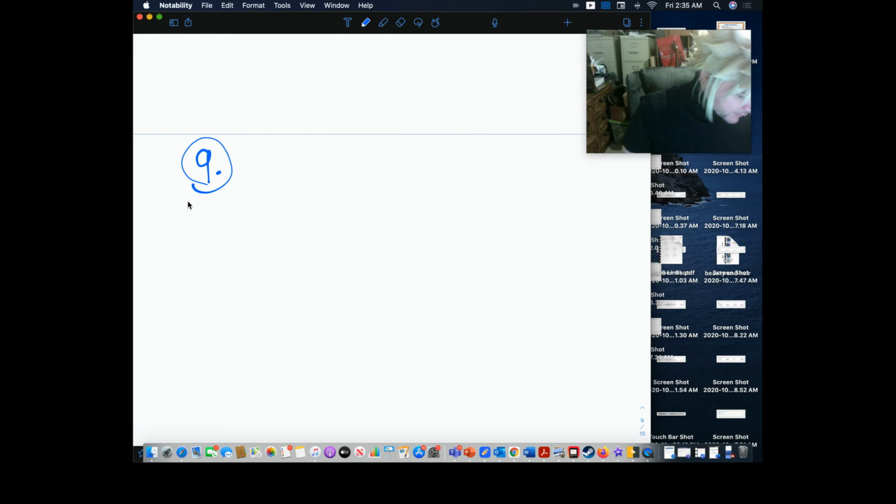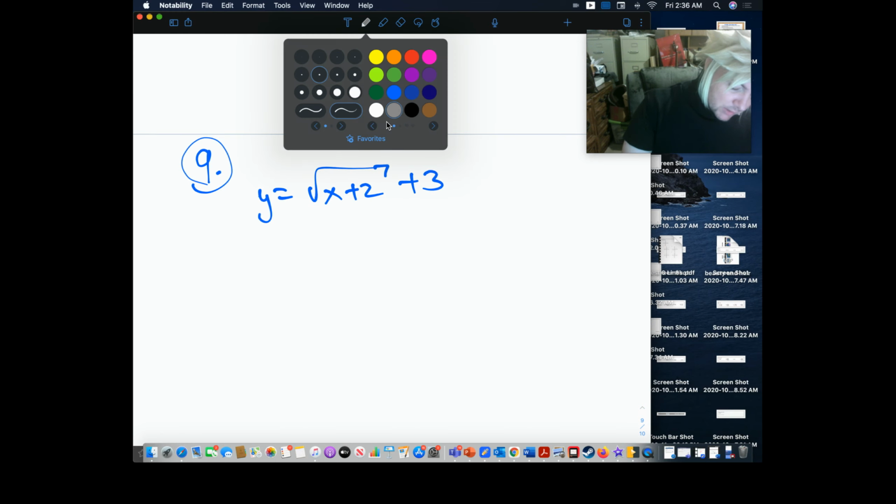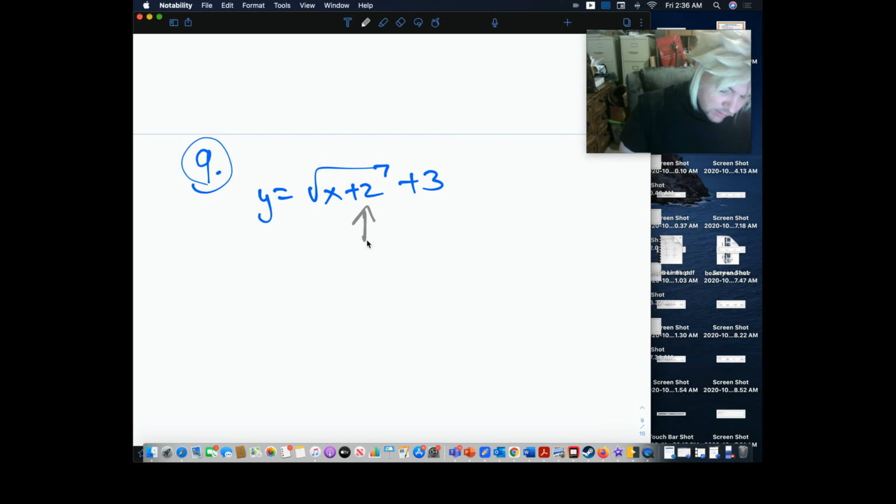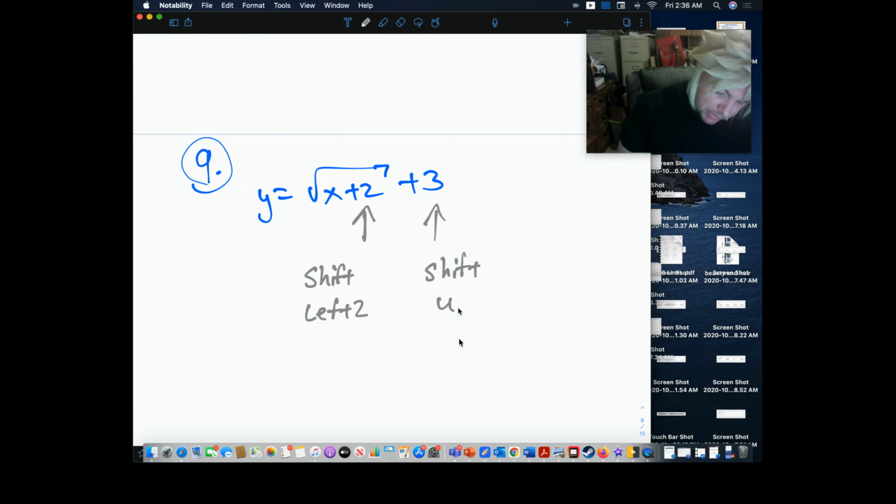Number 9. Ooh, this one's a 2-for-1er. We got 2 effects going. So remember, what goes on with x is what we always call the opposite effect. So this is going to be shifting. It's plus, so this is going to shift to the left 2. It's going to go in the other direction. And the plus 3 is on the outside. So this one's going to shift up 3. That's it. That's all there is to it.